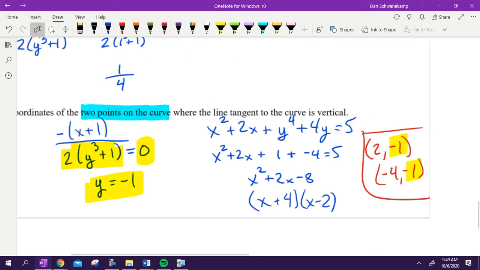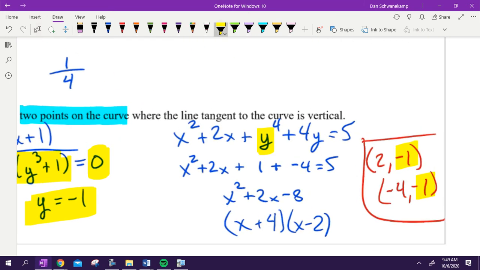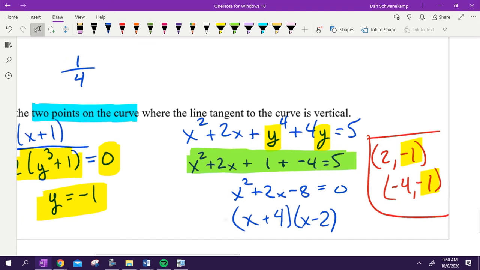Okay, so I plugged it in here. Everywhere I have a y, I plugged in -1. And when I do that, I get this thing right here, which is a quadratic. I'm just going to make it equal to 0. So I moved the 5 over, I subtracted the 4 and the 1, I get -8. Then to finish that, I solved that quadratic, I factored it, I got -4 and 2. Those are the 2 x values to go with them. That's going to get me my 2 points. If I were to plug those 2 into my derivative, I would get undefined slope. Therefore, it's got vertical tangent lines.